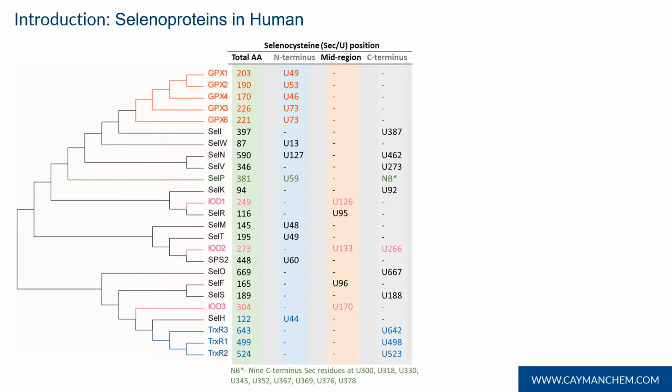The location of the selenocysteine residue contained in each of the proteins is tabulated, considering the selenocysteine at the N or C terminus or around the middle of the sequence. Some of the proteins consist of more than one selenocysteine residue. Most remarkably, selenoprotein P has 10 of those and is shown in green. The clans of the glutathione peroxidases, iodothyronine deiodinases, and thioredoxin reductases are shown in orange, pink, and blue respectively.